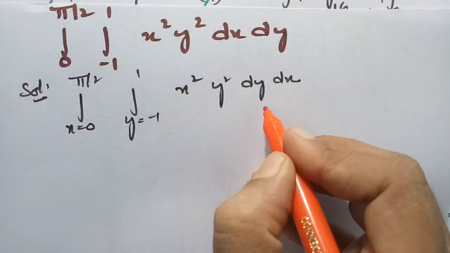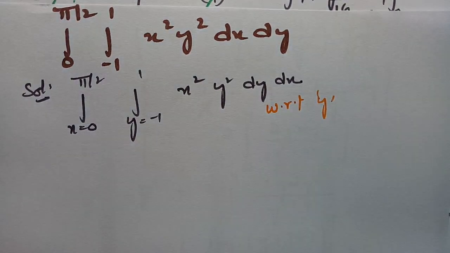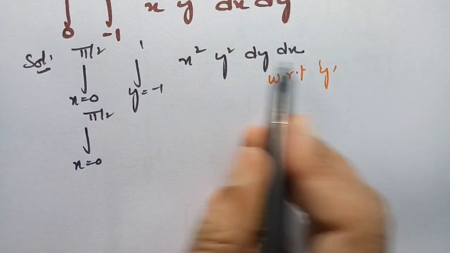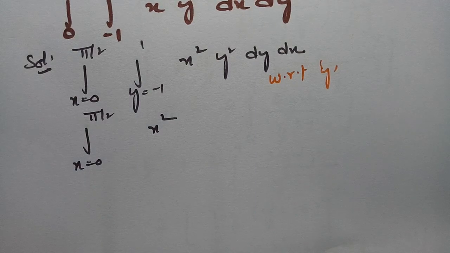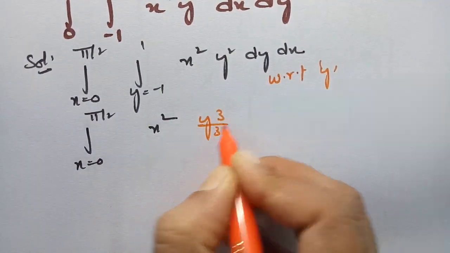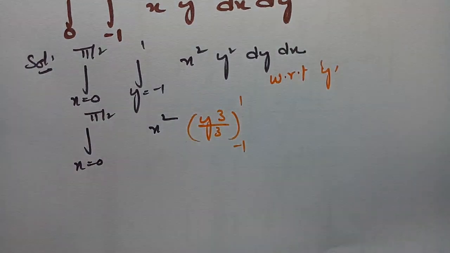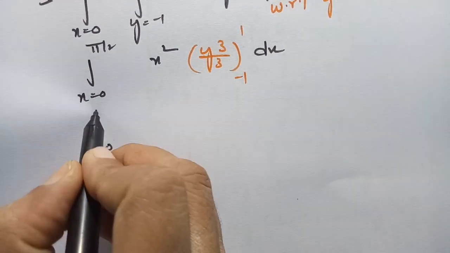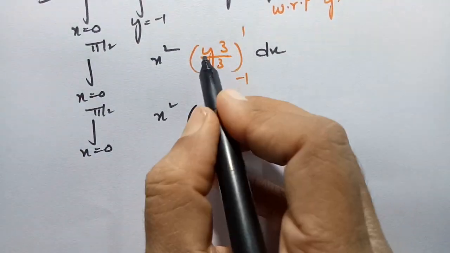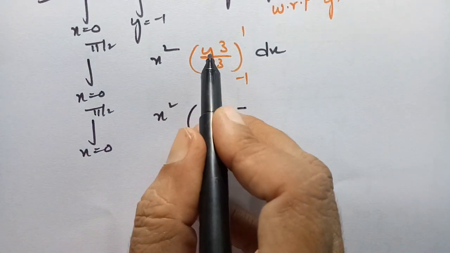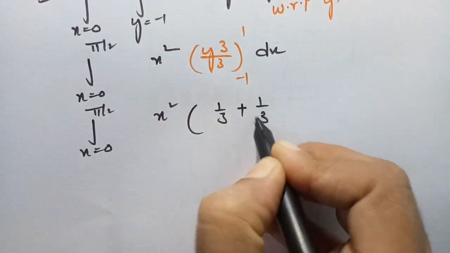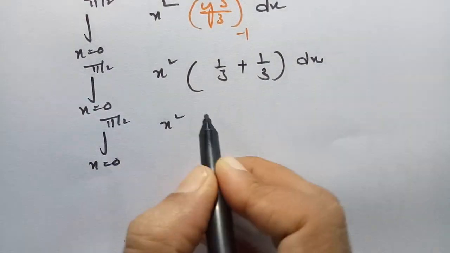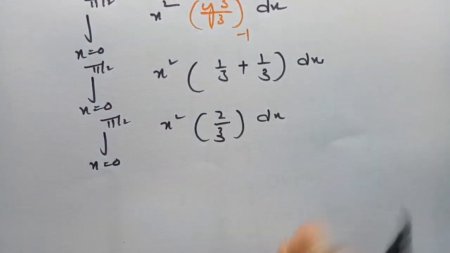First I'll integrate with respect to y. With respect to y, what is constant? x square is constant, and for y, this will be y cube by 3 between the limits -1 to +1 of dx. If I apply the limits, then this will be 0 to pi by 2, x square, the upper limit is 1 by 3 minus, for the lower limit -1, so this will be +1 by 3 of dx. So the x limits are from 0 to pi by 2 and this is x square times 2 by 3 of dx.